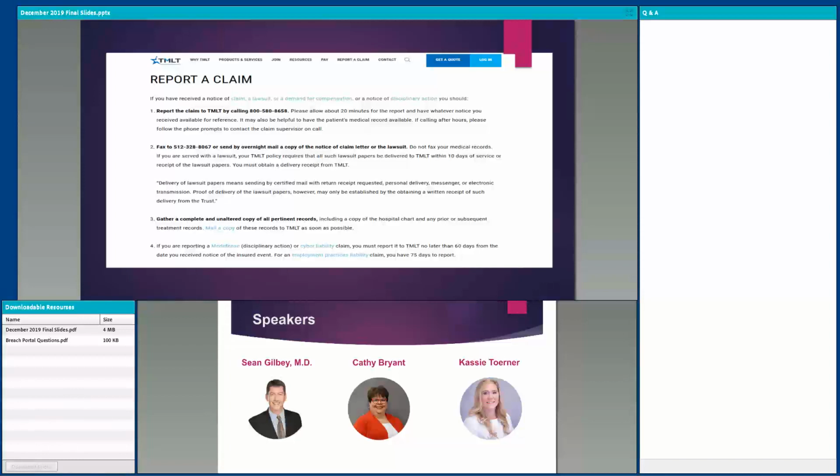So the first thing that's important in any cyber incident, whether it's a privacy incident with paper or a security incident with electronic protected health information, is it's really important to report that cyber claim to TMLT or whoever your cyber insurance carrier is. Just curious, were you aware that you had cyber insurance? We weren't, so we called TMLT immediately when we found out what had happened, and we did, thank goodness.